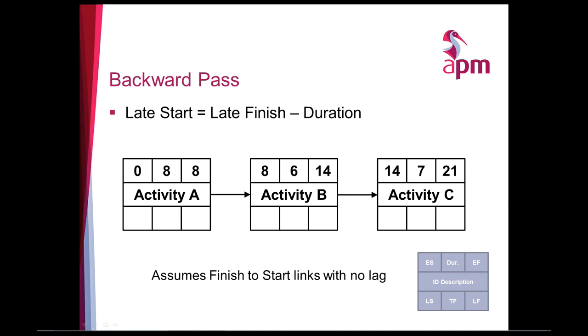We then do the backward pass. Now we're starting at the end of the project or the end of the network, and we're working out the late start and late finish times. So the latest finish moves across from the latest start time. It's the same, but this time we subtract the duration. So 21 minus 7 is 14. Then the 14 moves across, and 14 minus 6 gives us 8, and then the 8 moves across, and 8 minus 8 gives us 0. So we're back to the beginning.